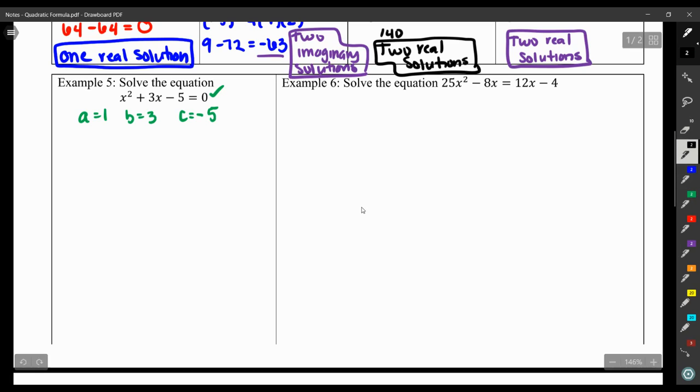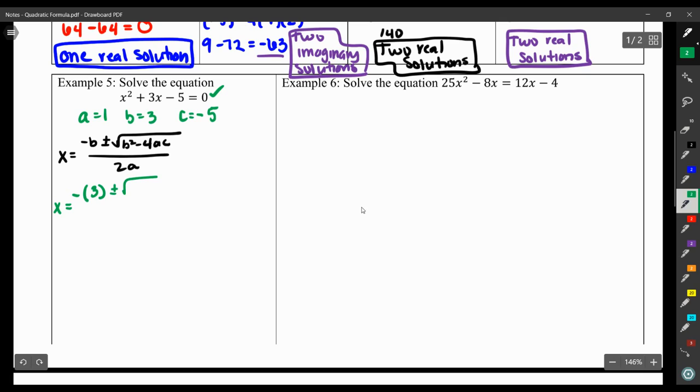So the first thing I'm going to do is write down the formula. So the formula is x equals negative b plus or minus the square root of b squared minus 4ac all over 2a. Now that I have the formula written out, let's substitute in for the things that we know. So negative of whatever b is. So in this case, b is a 3, plus or minus the square root of b squared, so 3 squared, minus 4 times a, which is a 1, times c, which is negative 5, all over 2 times a, which is 1.